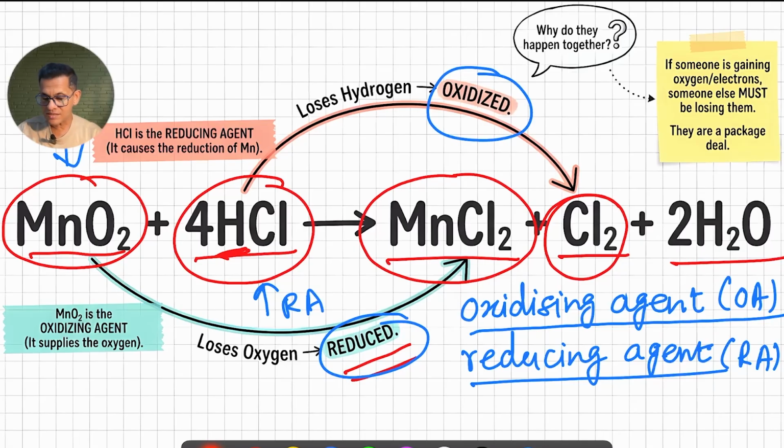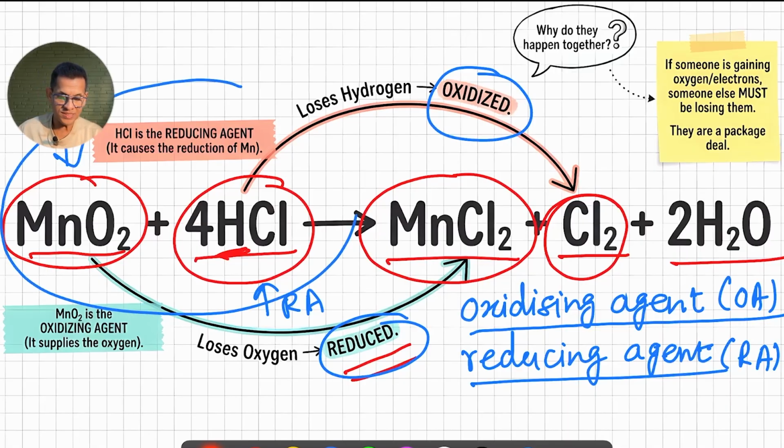So again, if you are asked to write, name the oxidizing agent and name the reducing agent, again the answers will be on the left hand side of the equation. Manganese dioxide is the oxidizing agent and HCl is the reducing agent.